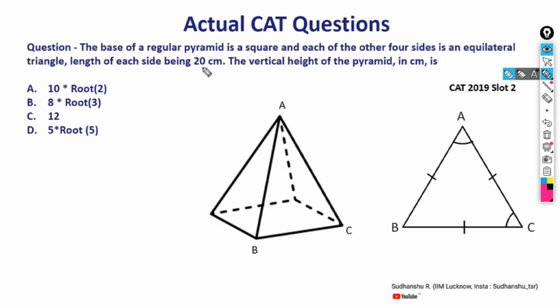The base of a regular pyramid is a square and each of the 4 sides is an equilateral triangle, length of each side being 20. Find the vertical height of the pyramid. So what is the vertical height? From the center of this base to this apex point. That's the height that we are planning to find out.